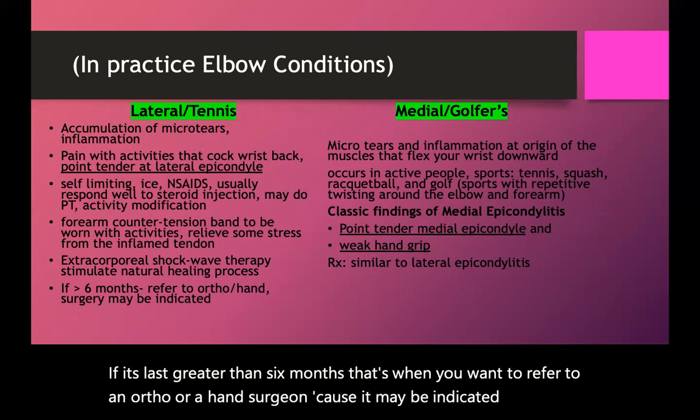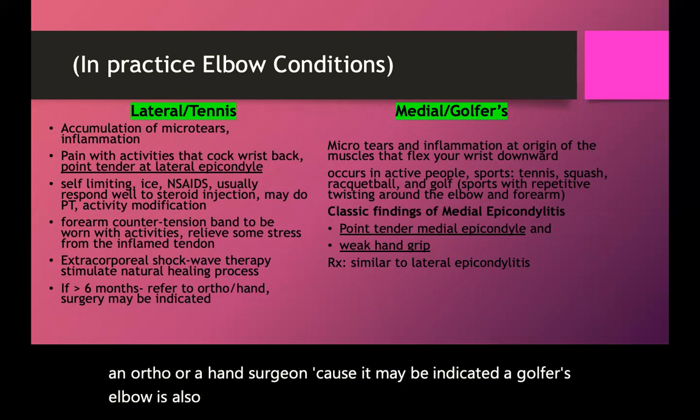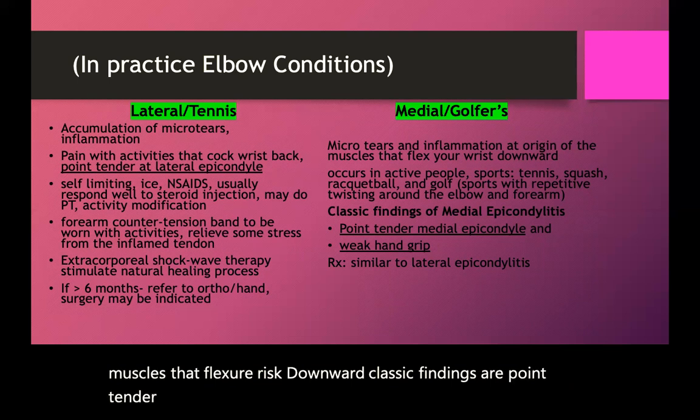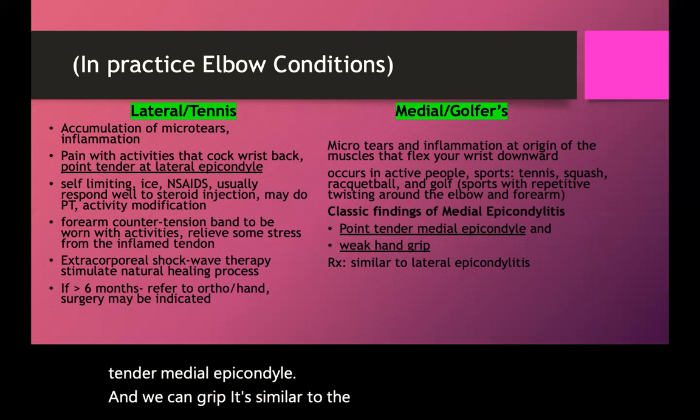A golfer's elbow is also micro tears and inflammation at the origin of the muscles that flex your wrist downward. Classic findings are point tender medial epicondyle and weak hand grip. It's similar to the lateral epicondylitis.